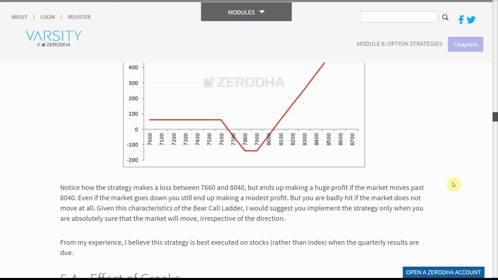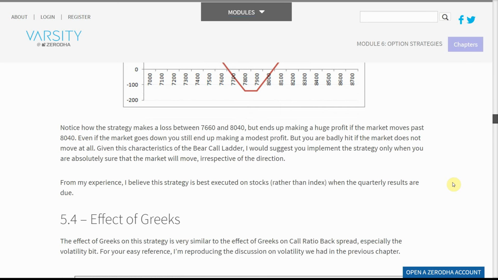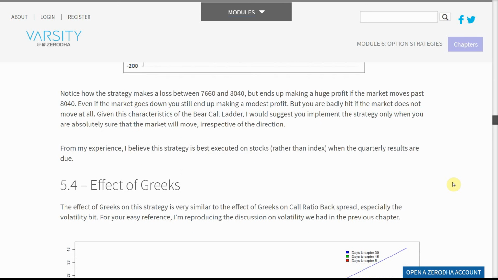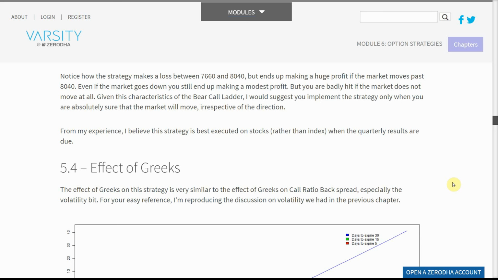Given these characteristics of the bear call ladder, I would suggest you implement the strategy only when you are absolutely sure that the market will move, irrespective of the direction. From my experience, I believe this strategy is best executed on stocks rather than index when the quarterly results are due.